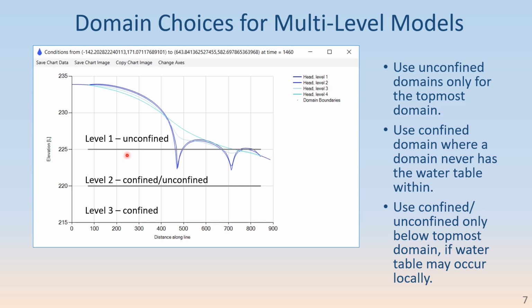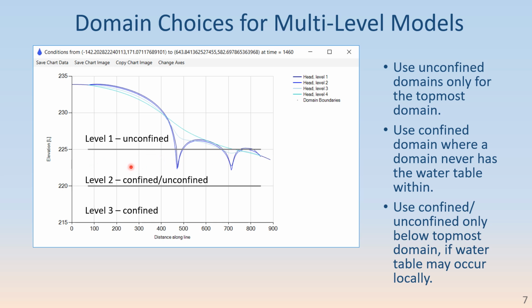Level 2 here is a good candidate for the hybrid confined and unconfined type of domain. Most of its area, the water table is above the top, so you'd want to have it behave like a confined layer, fixed transmissivity using this saturated thickness. And over here, right near the dewatering system and here, the water table does occur within this, and it does reduce the saturated thickness near those features. So the confined/unconfined hybrid type domain will do just what you want. Make it behave unconfined right near the dewatering features that pull the water table down that deep, but confined elsewhere.